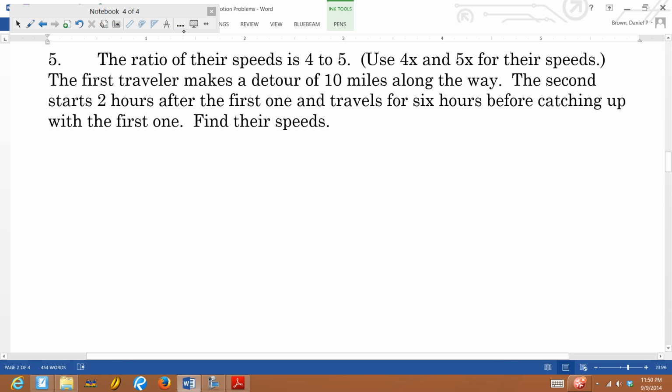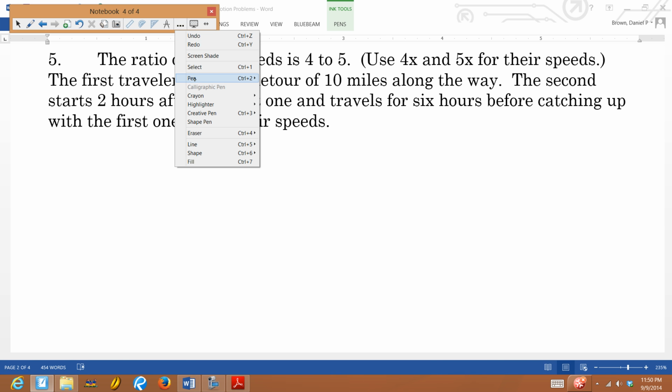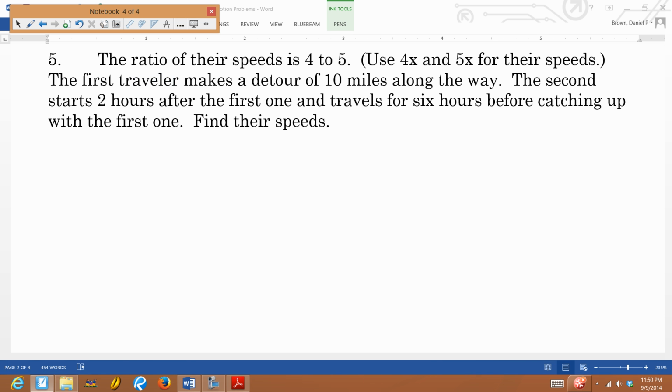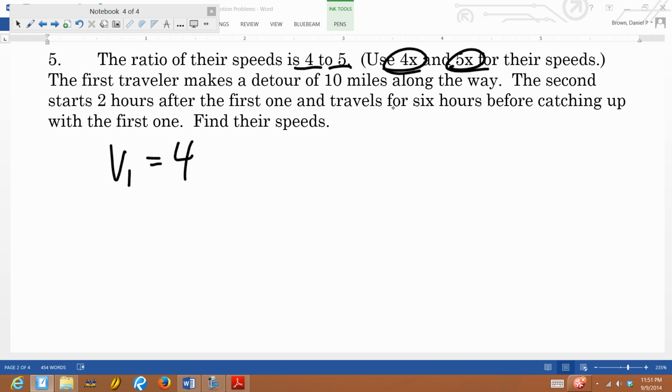This one's a little harder because it's got variables more than numbers. And at this point in the course, you're pretty comfortable using numbers for certain things, but not as much for variables. The ratio of the speeds is 4 to 5. That's weird. And so you might call v1 equal to 4 times something. Here you use 4x and 5x for the speeds. You use x for position, so I'm not too comfortable doing that.